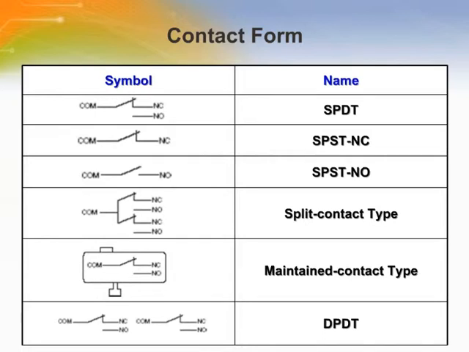The contact form is a configuration of switch contacts to input or output an external signal. From the table, you will notice the name of the contact forms like SPDT, SPST, DPDT. The P stands for poles, which indicates how many sets of switches are connected to a single mechanical trigger. The T means throws, which describes the number of switch contact ways.